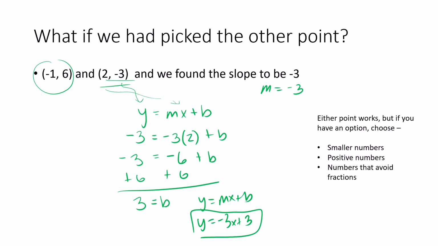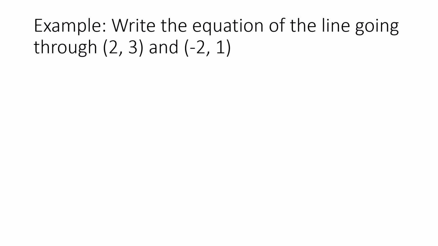And then numbers that avoid fractions. So you choose numbers that are going to avoid fractions. That might take a little bit more experience as a math student to be able to look at a point and see what that's going to do when I multiply it by the slope. But those are some options. There's no wrong choice, so nobody can mark you down if you pick the bigger numbers or the negative numbers. It's just a smart way to do that, because those are the things that tend to cause problems. All right, just another example to work through this.